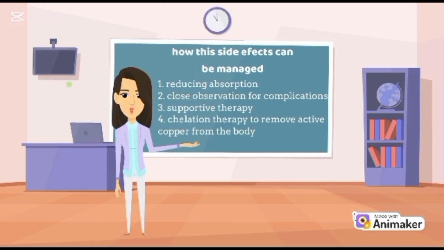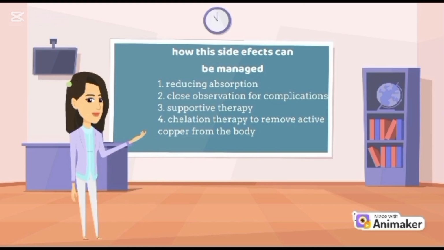Well, how these side effects can be managed? The management of copper sulfate poisoning centers on 4 key principles. First, reducing absorption. Second, close observation for complications. Third, supportive therapy. And lastly, chelation therapy to remove active copper from the body.